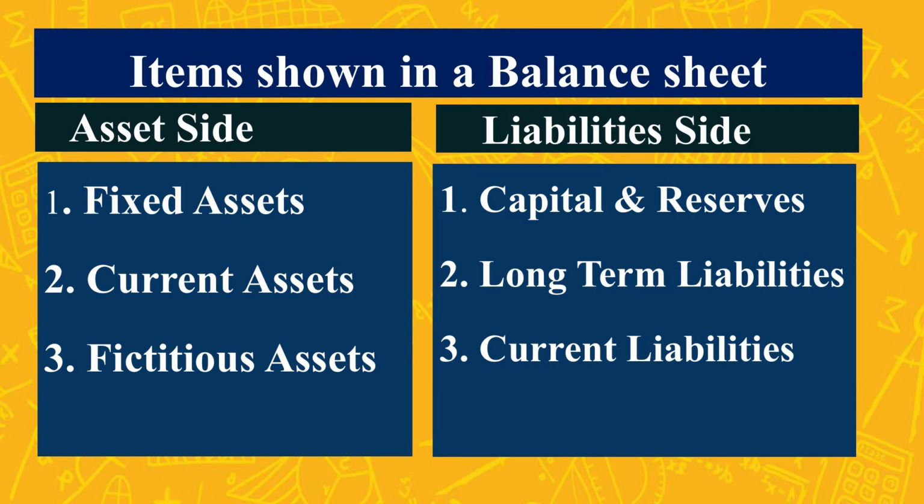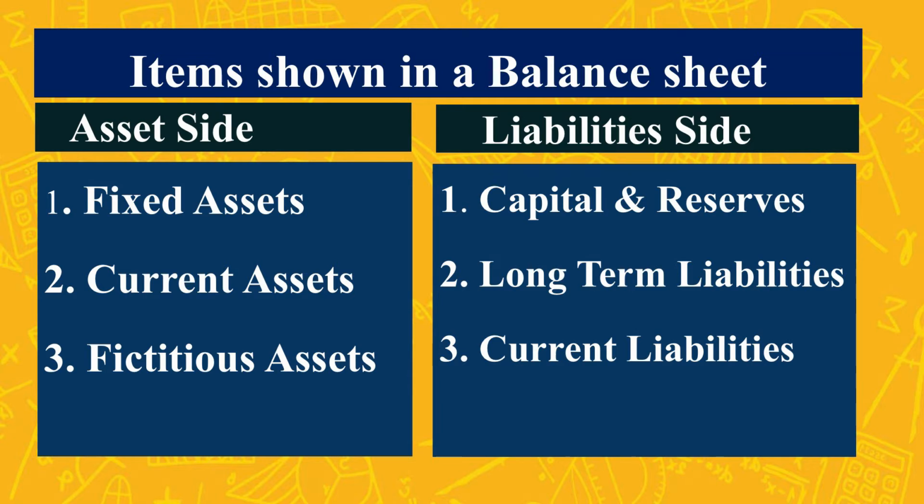Under the liability side, the first head that will appear is capital. As I already told you, capital is the amount of money invested by the proprietor in the business. So to capital we'll add the net profit that is brought from the profit and loss account. And from that total we are going to deduct the drawings, and that will give us the capital. Next, reserves. If the business has any reserves, that will also appear on the liability side.